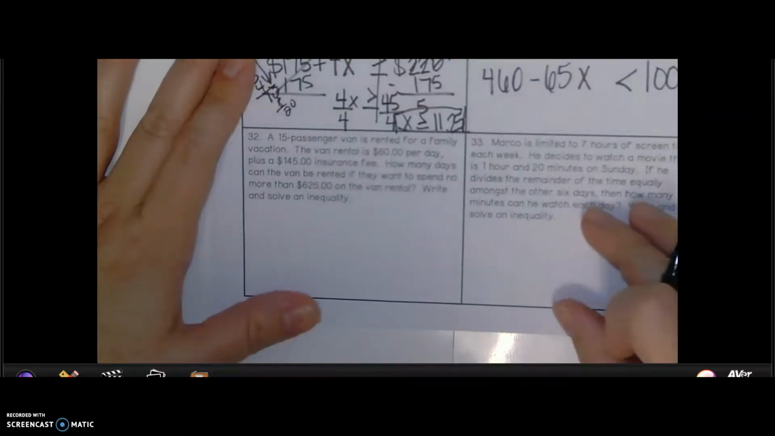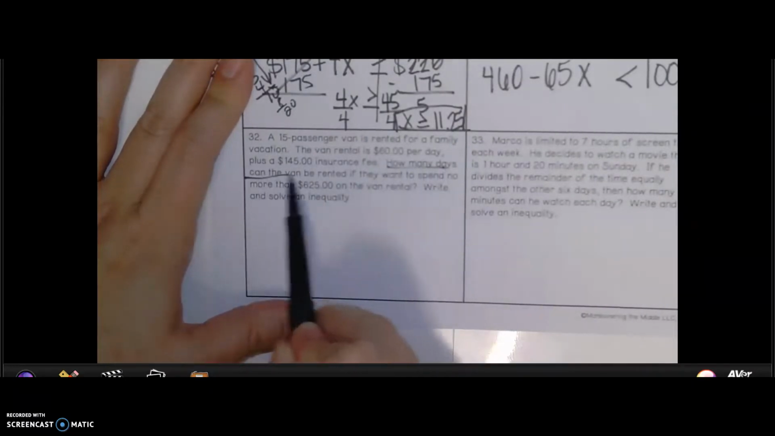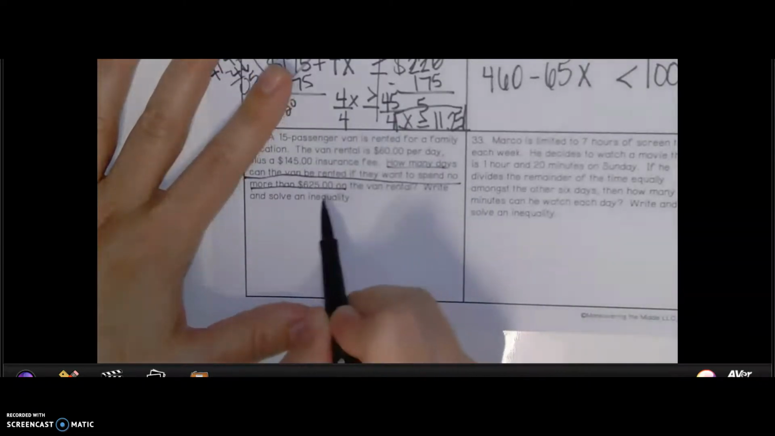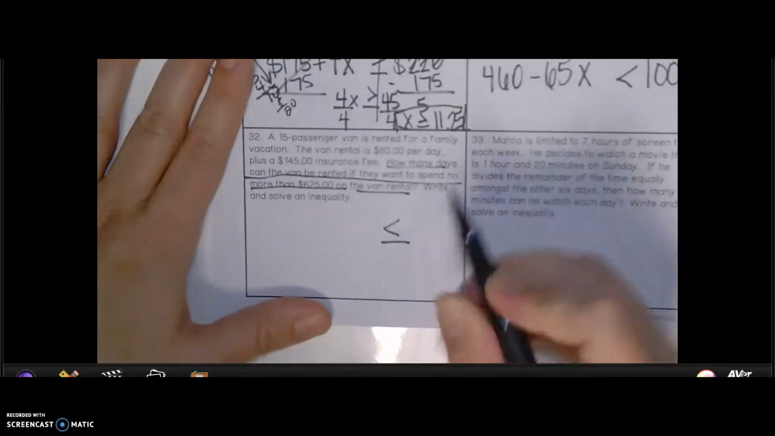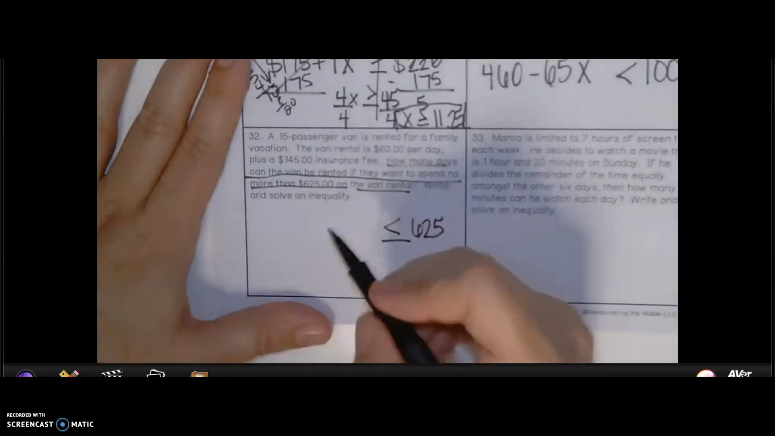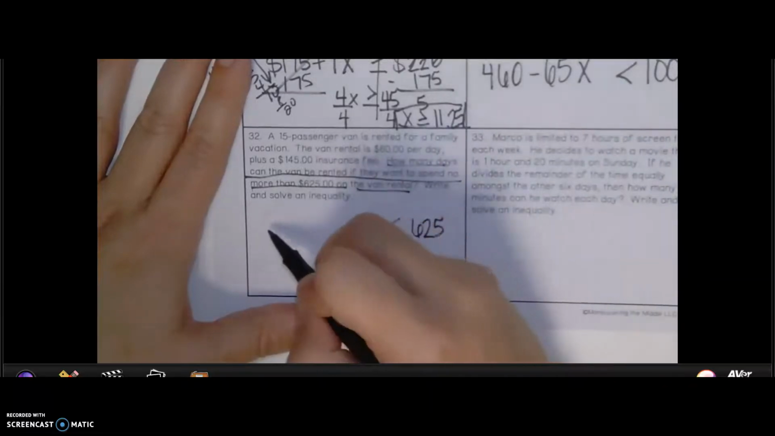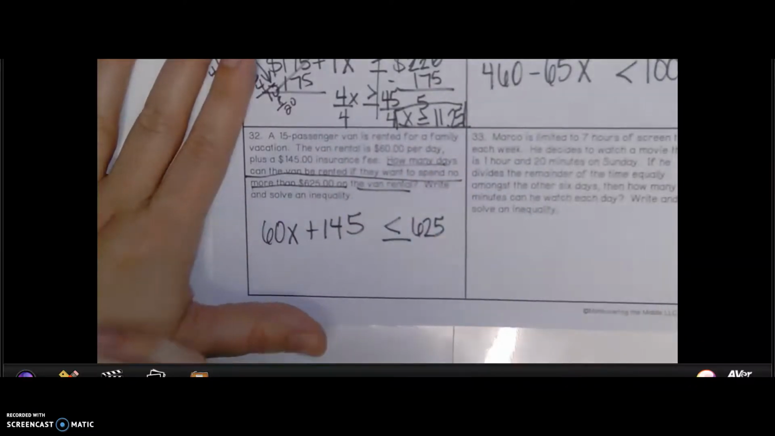Okay. So a 15-passenger van is rented for a family vacation. The van rental is $60 per day plus a $145 insurance fee. How many days can the van be rented if they want to spend no more than $625 on the van rental? So no more than, less than or equal to $625. Okay, let's figure out what else we know. The van is rented $60 per day. Per day, that's our variable, plus a $145 insurance fee.